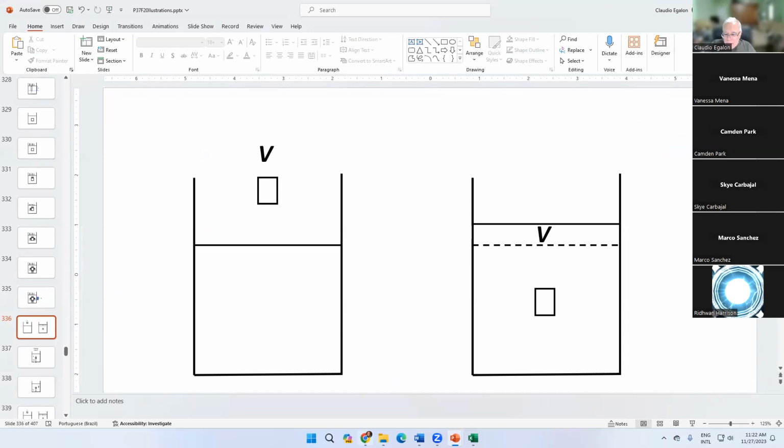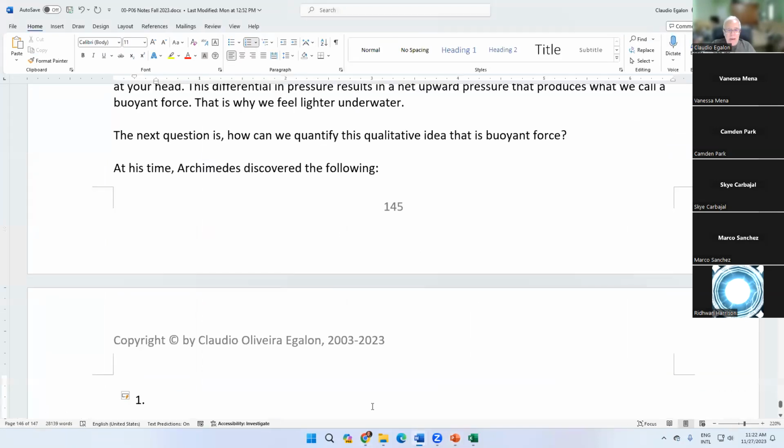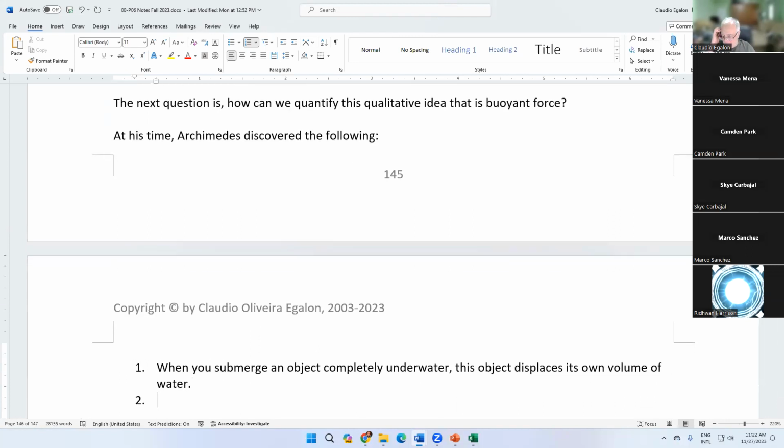But let's go back here. So here you go. Archimedes' principle. Discover the following. One, when you submerge an object completely underwater, this object displaces its own volume of water. That's simple enough, right? This is not Archimedes' principle yet. It's kind of obvious. Why is that?